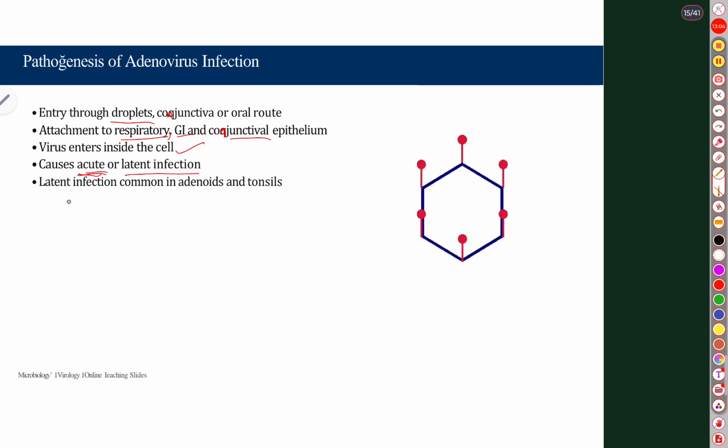Either it will cause acute infection, or it will cause latent infection. But the latent infection is most common in the case of adenoids and in the tonsil. Okay, make sure that you remember it. Latent infection is common in adenoids and in the tonsils.